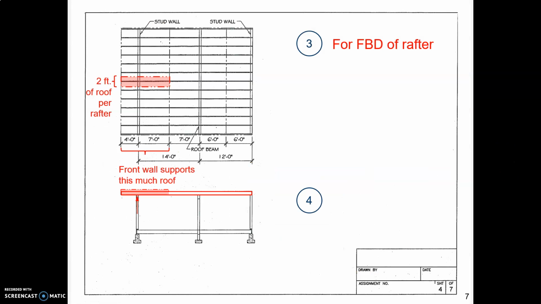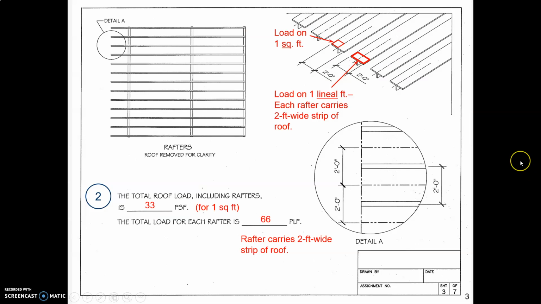All right, looking down at the top of our roof, now we're going to think about how much weight is on each square foot of roof. Can I back up? I hope I don't make you dizzy here. I'm going to back up to this one. So now we're going to think about how much weight is on each square foot of roof. 33 pounds per square foot.